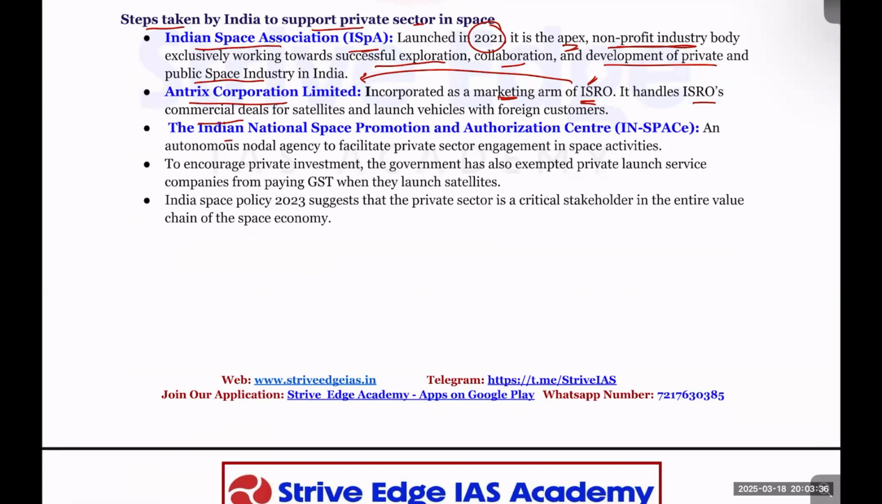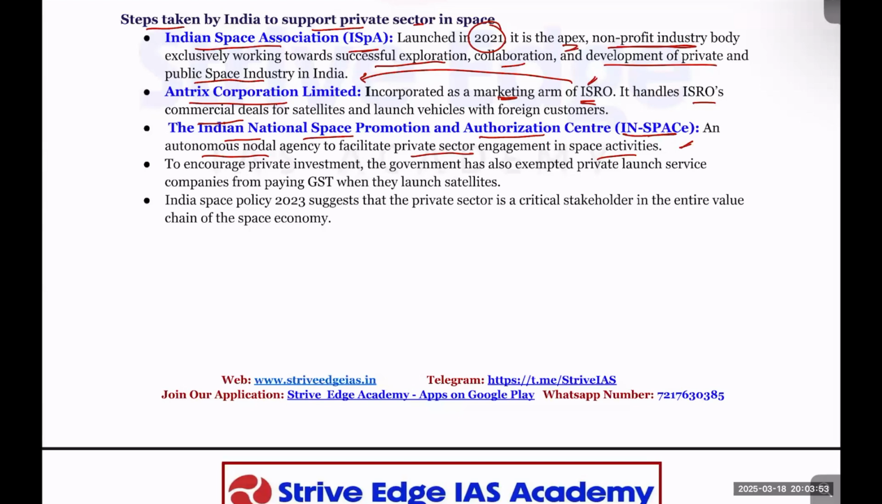The Indian National Space Promotion and Authorization Center, IN-SPACe, has also been formed. It is also an autonomous nodal agency to facilitate the private sector engagement in space activities. So whatever the private sector involvement will be there, it will be done through IN-SPACe.